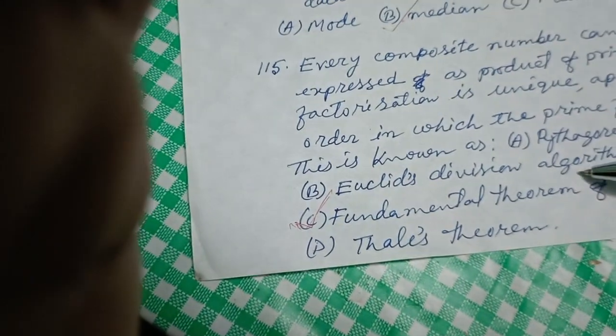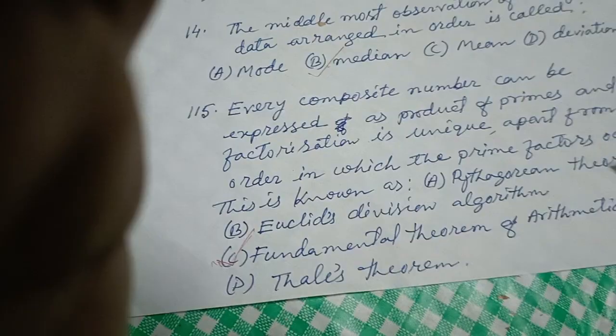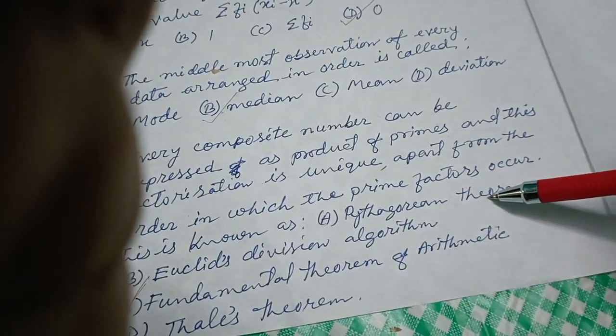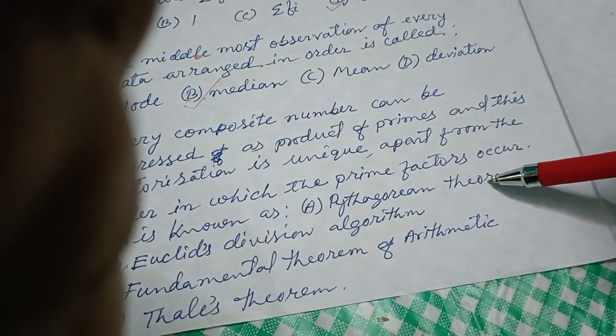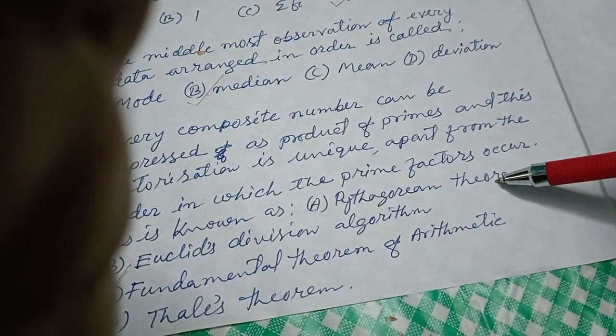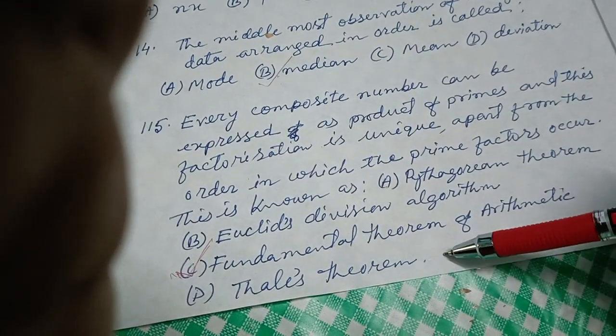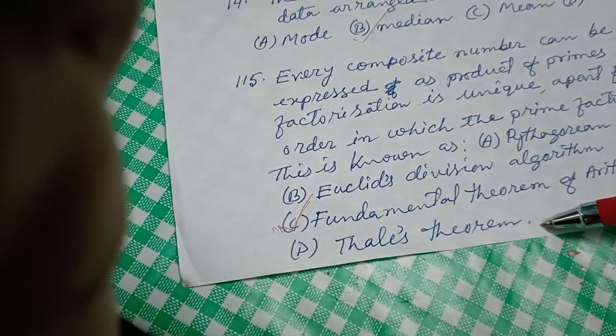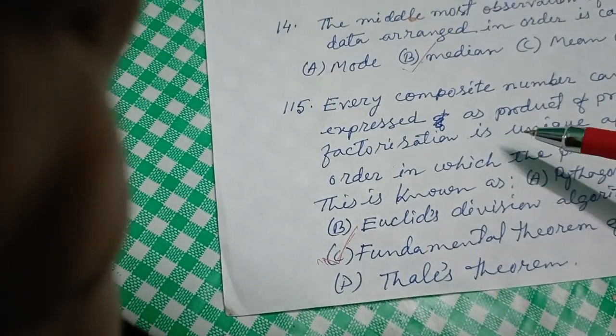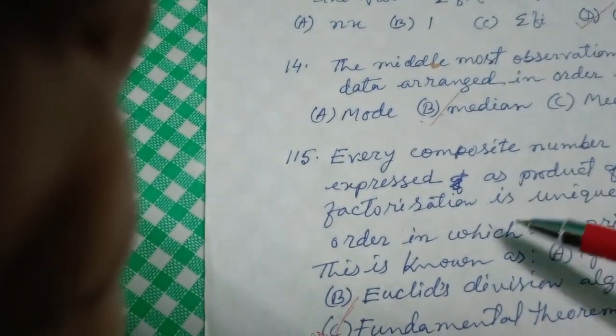Euclid's division algorithm, as you know, we use to find the HCF. And the Pythagoras theorem, you know, says that the sum of the squares of two sides is equal to the square of the hypotenuse in a right angle triangle. And Thales theorem, also known as the basic proportionality theorem, that we have done. So as per your question, option number C would be your answer.